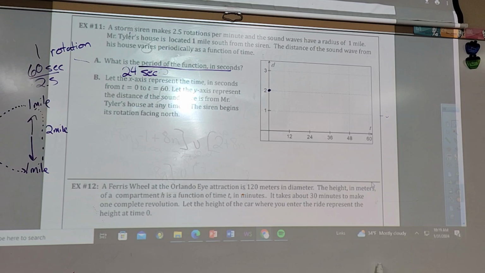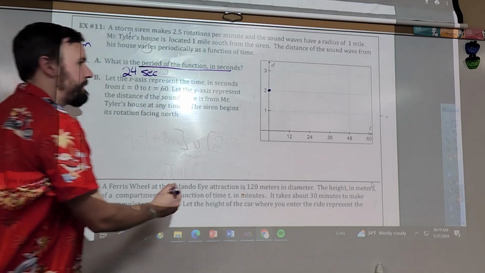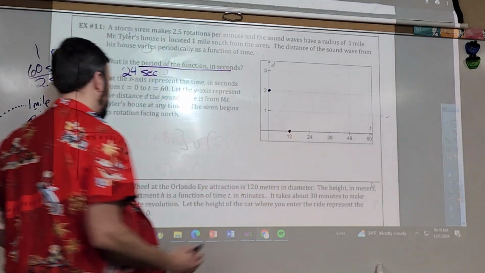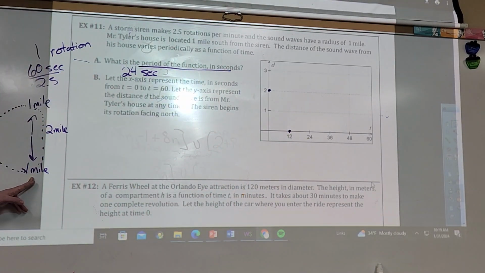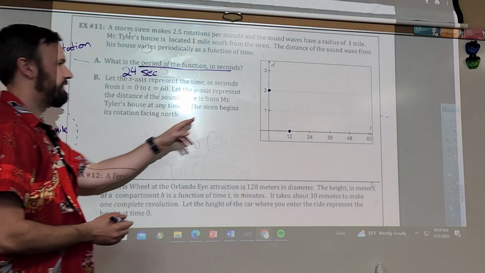When's it going to be right at that house? That's a half rotation, right? How many seconds is a half rotation? So at 12 seconds, what's the distance from the sound to the house? 0. Because now the sound is a mile south and the house is a mile south. Does that make sense? And then where's it going to be in 12 more seconds? At 2.